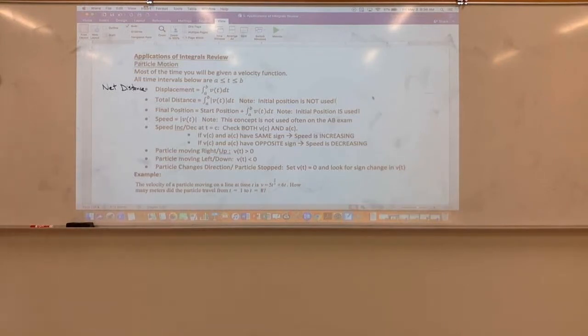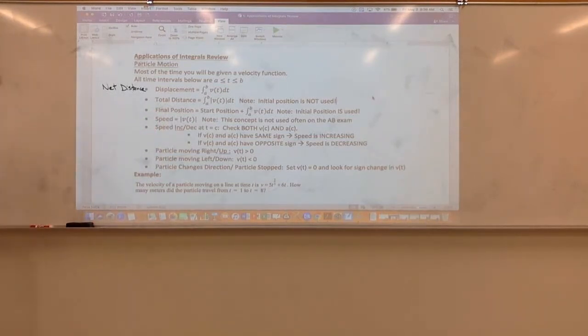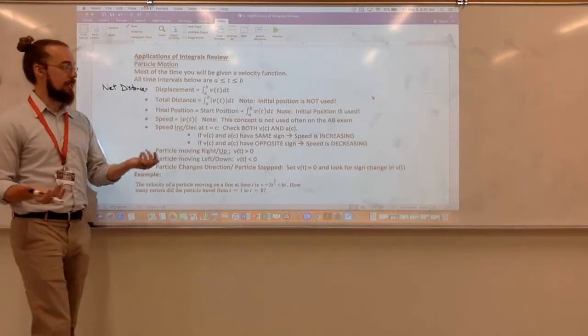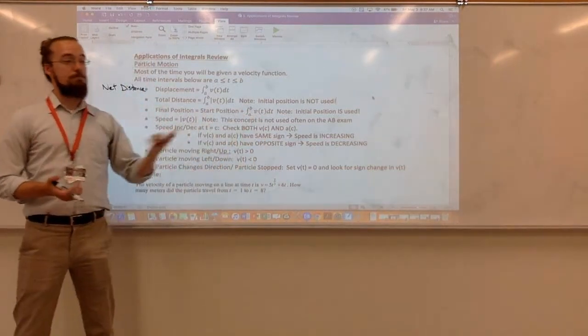Then final position. If we are asked, here's where we started, here's our velocity function, where am I after 10 seconds? Something like that. That is wherever we started plus the displacement.